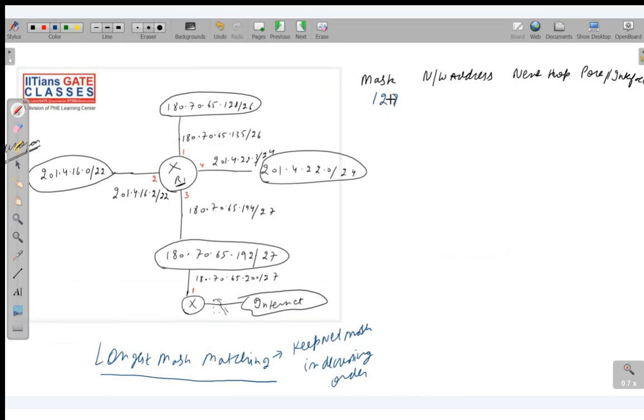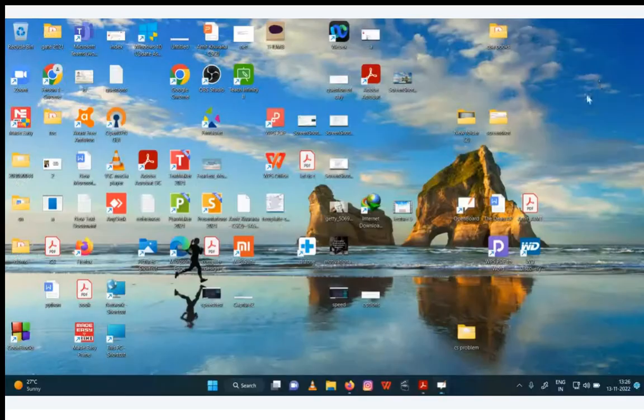Power supply has gone. Am I audible to you? Yes, sir. Screen is visible, right? Yes, sir. Actually, I am not able to write. Let me check it first. No, power supply is gone. Yeah, now it's okay.